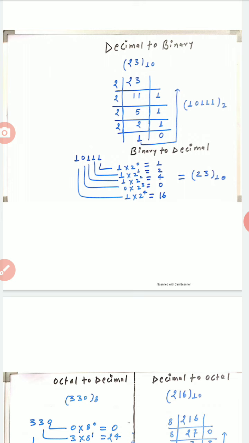So here, decimal to binary, the number is 23. 23 is a decimal number because it has base 10. So now I need to convert it into a binary number.